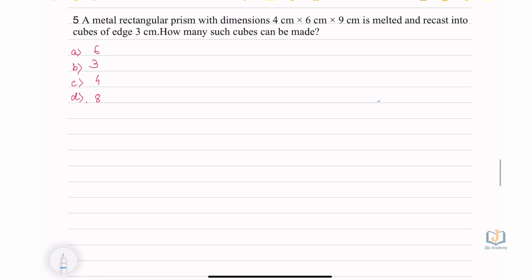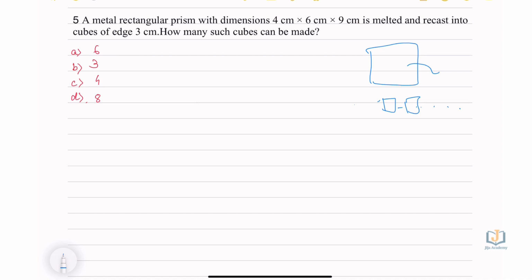The next problem is a metal rectangular prism with the dimensions 4 cm into 6 cm into 9 cm, which is melted and recast into cubes of edge 3 cm. How many such cubes can be made? So one is a prism, and we melted it and we are making small cubes. So we are finding how many cubes there are.